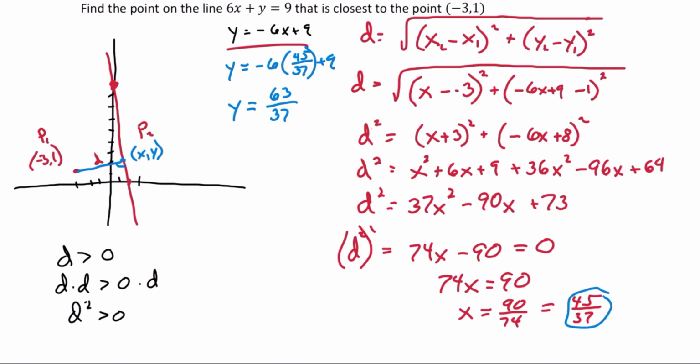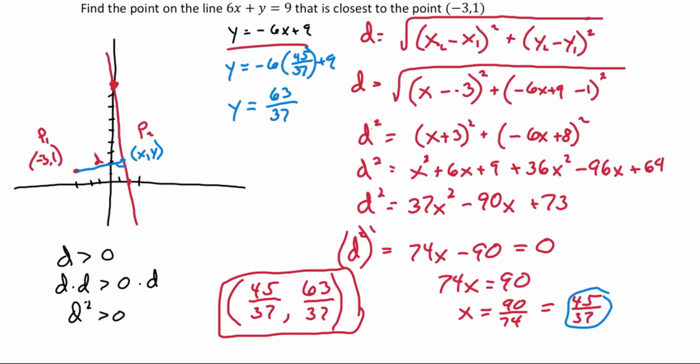So now we have our final answer. The x-coordinate is 45 over 37, and the y-coordinate we found to be 63 over 37. So this is the point on the line that is closest to the point -3, 1.